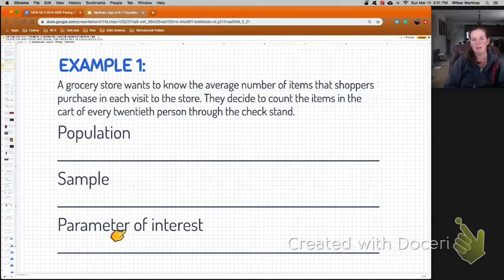And the parameter of interest, this is again what we're trying to find out about these people. What we're trying to find out is the average number of items that each shopper has purchased in the visit. So that would be our parameter of interest, is how many items are you purchasing this visit? And then the next 20th person, we would ask that same question to. So that's what we're trying to find out. Let's look at another example.